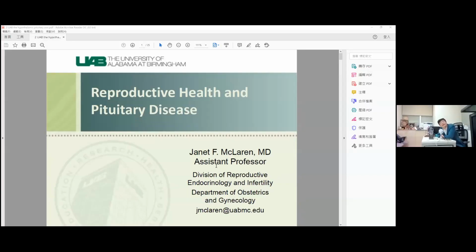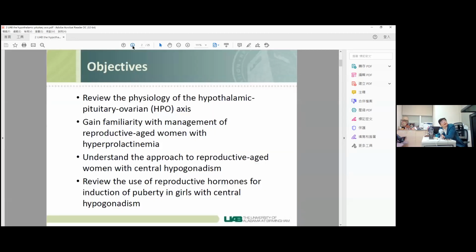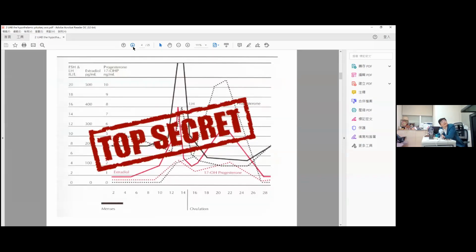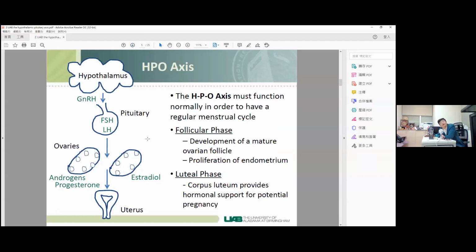Okay, here. Can you see the slide? Yes, Prof. Okay. So there's I borrowed the slide from the UAB, University of Alabama at Bloomington. And do you see the slide? Yes, Prof. Okay. So here, you see this before? Do you see this very important slide here?